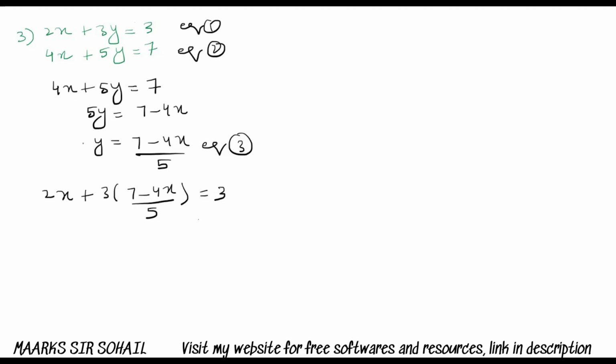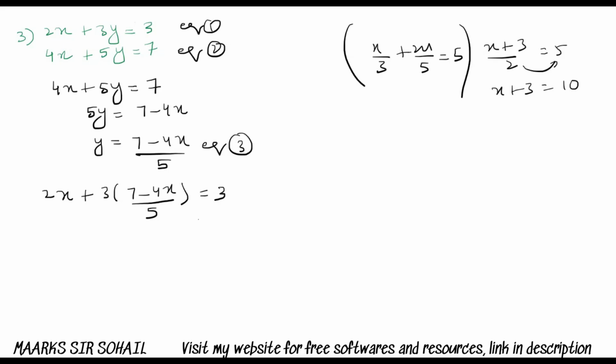This is very important. For example, if I write (x plus 3) upon 2 is equal to 5, you can write x plus 3 is equal to 10. This 2 will multiply because it's a single denominator. Why? Because you see, the whole has only one fraction. But if we don't have a single denominator, for example x upon 3 plus 2x upon 5, obviously in this particular equation we cannot multiply this 5 with this or this 3 with this. First we need to take the LCM and make it a single denominator.